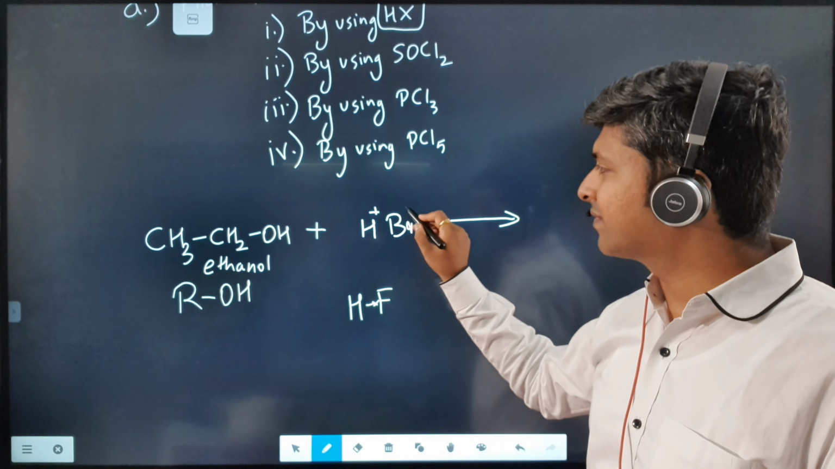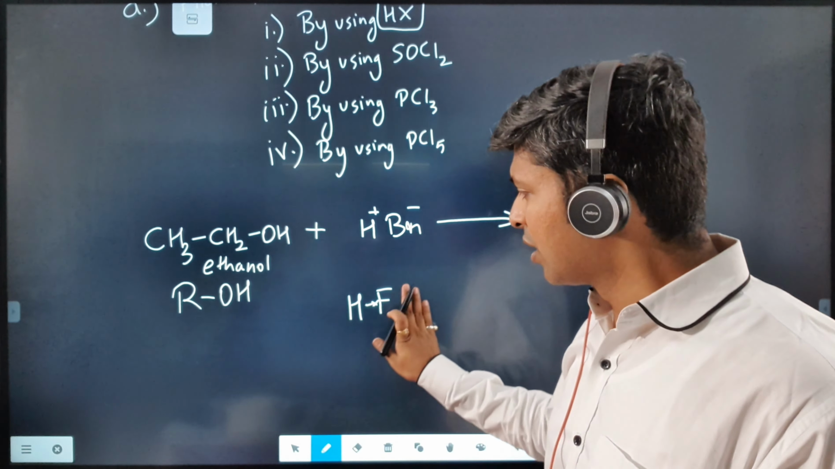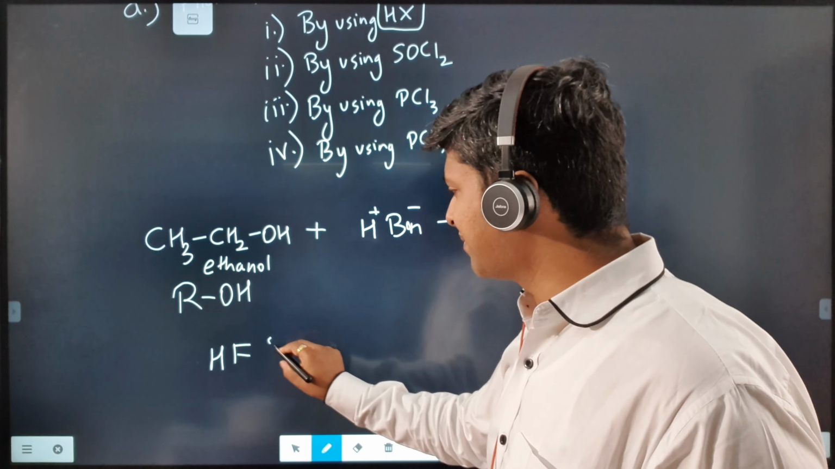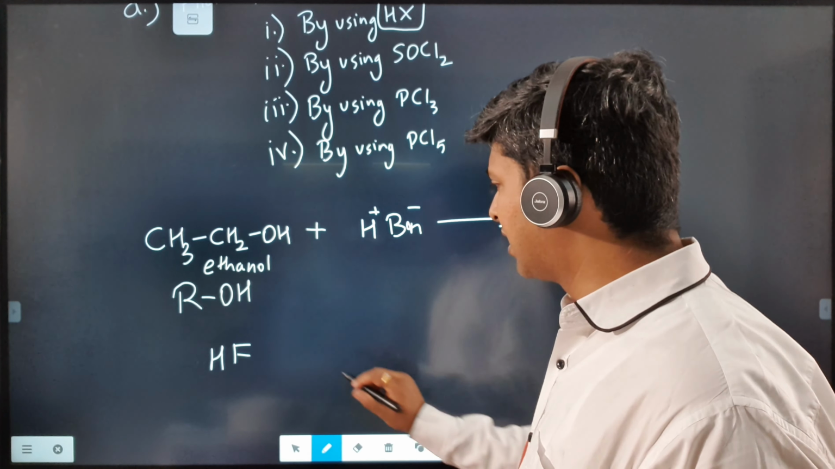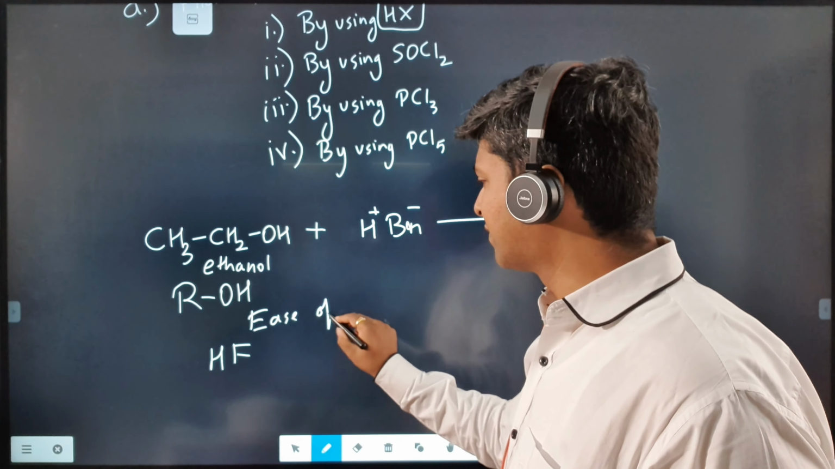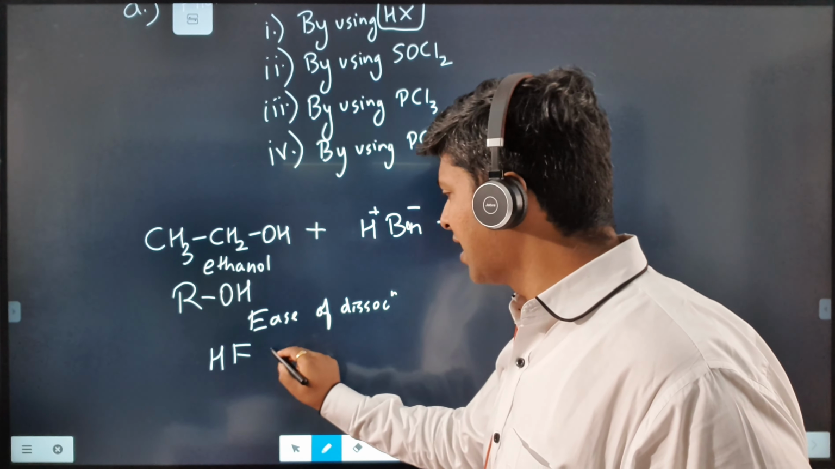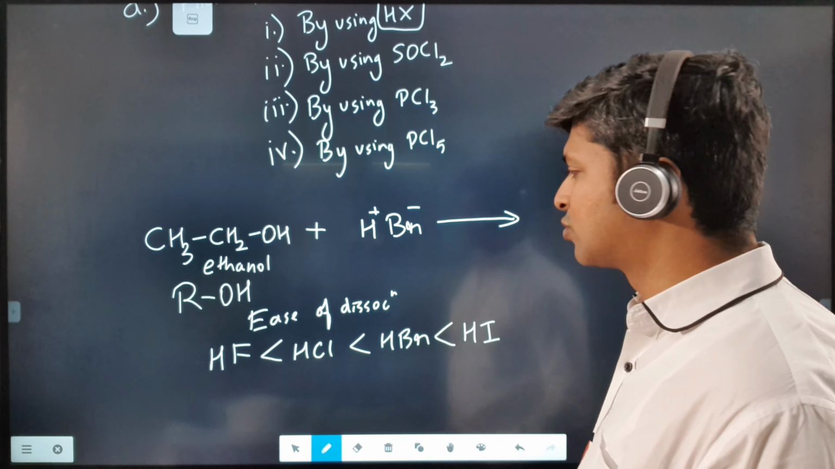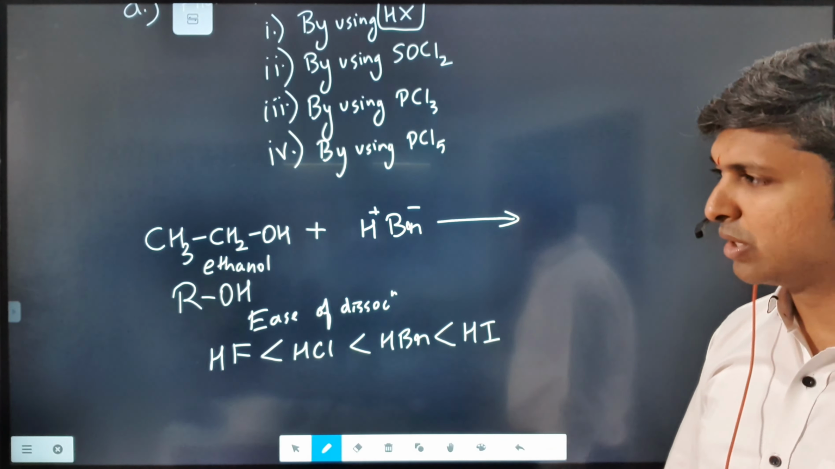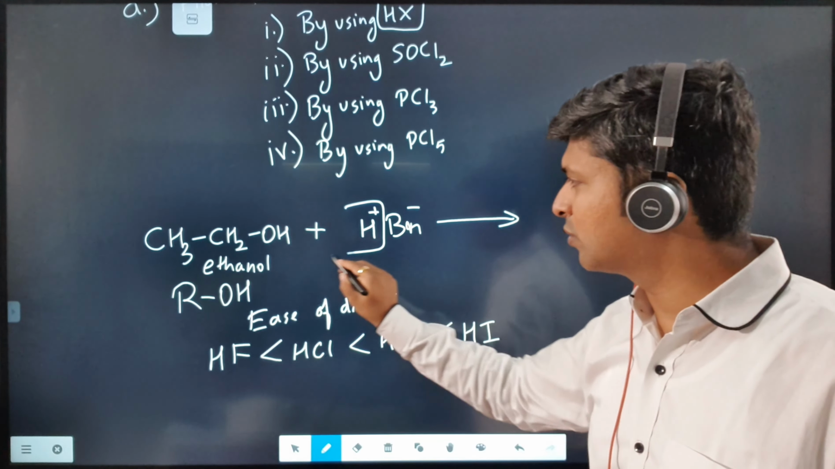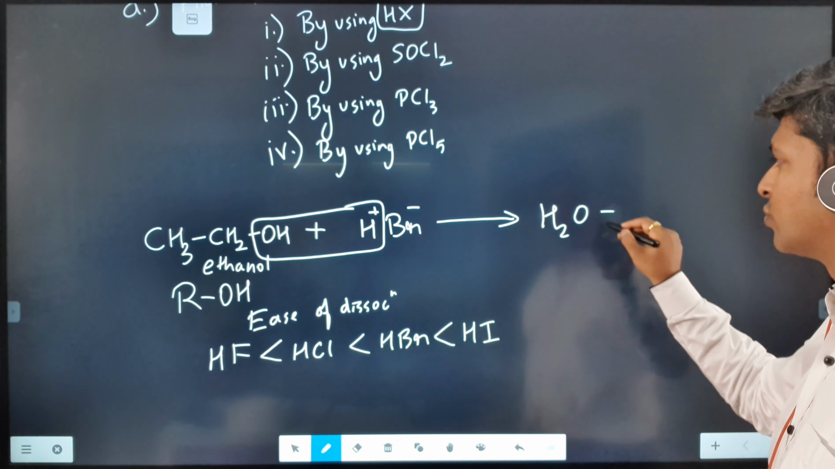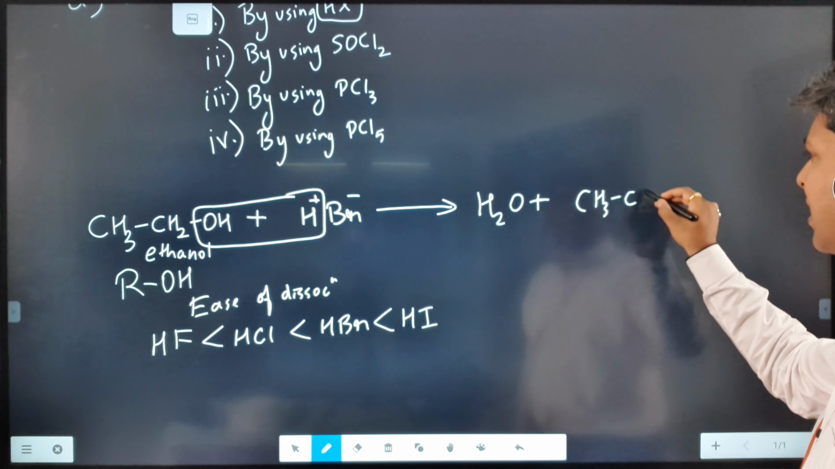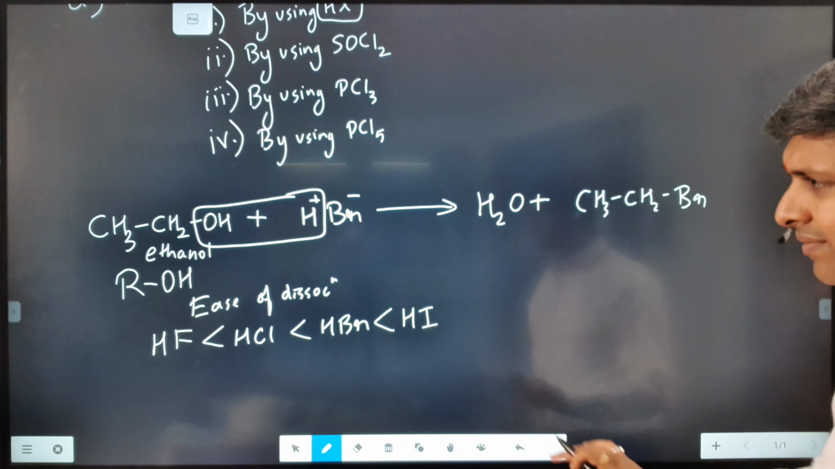Whereas in case of HBr, it is a little easier to dissociate. If you ask me the order of ease of dissociation, have a look: HF, then HCl, then HBr, then HI. HF will take the maximum energy to dissociate, and HI will be the easiest to dissociate. So we are using ethanol and HBr over here. H and OH will combine to form H2O, and after forming H2O, this Br is going to get attached over here. As simple as that.